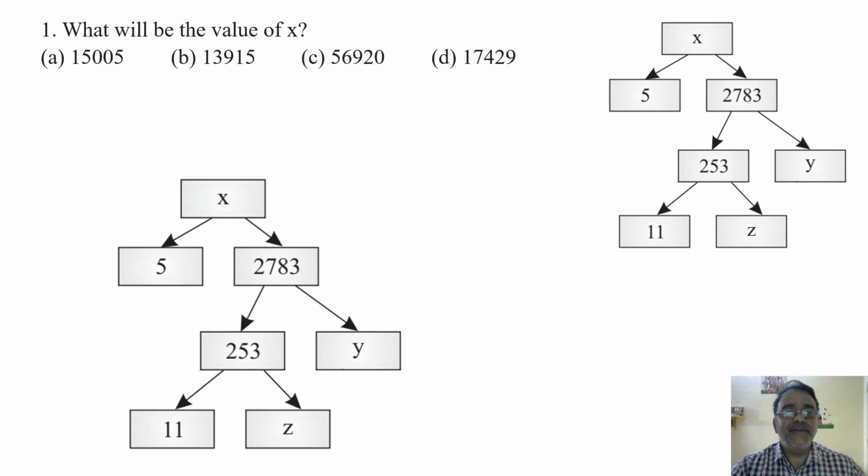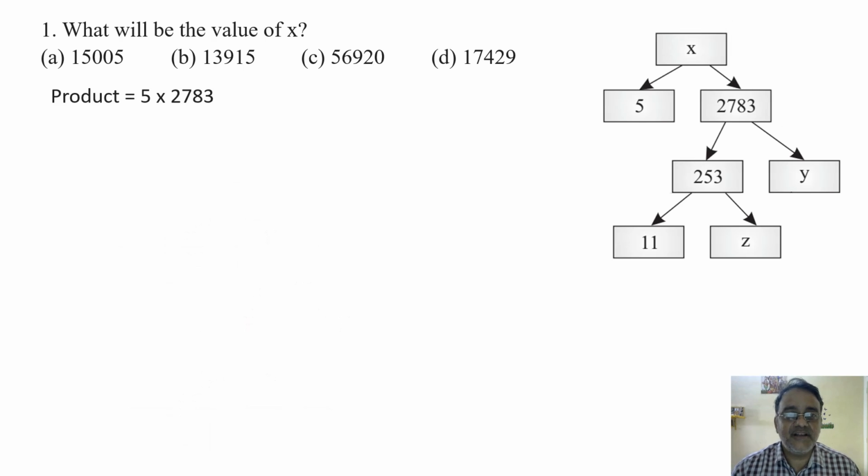So what will be the value of x first? How will you find the value of x? Yes, multiplying 5 with 2783. So the product 5 into 2783 is 13,915. So the correct answer is option B, right?